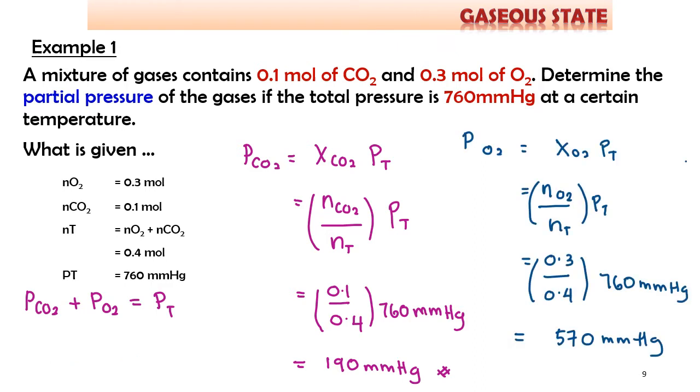Next, if you want to find partial pressure of oxygen, still the same step, you just substitute into the equation, and then you will get your final answer, 570 millimeter mercury.